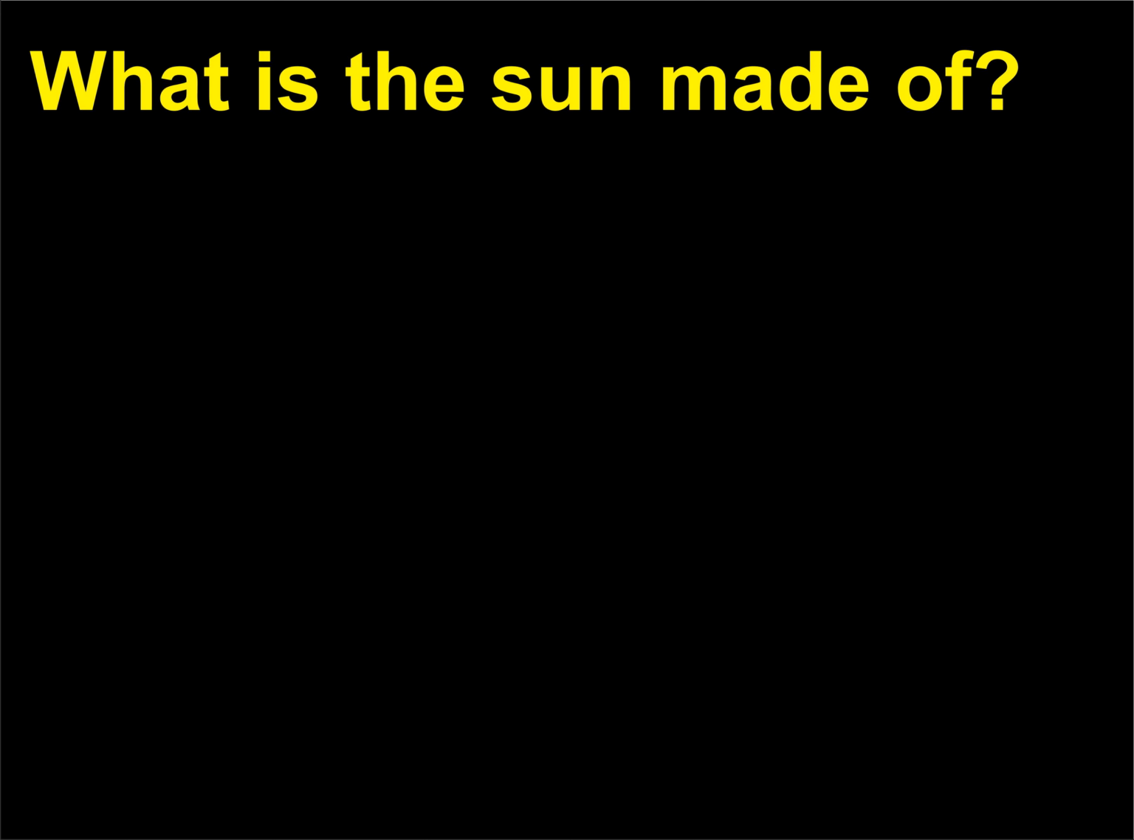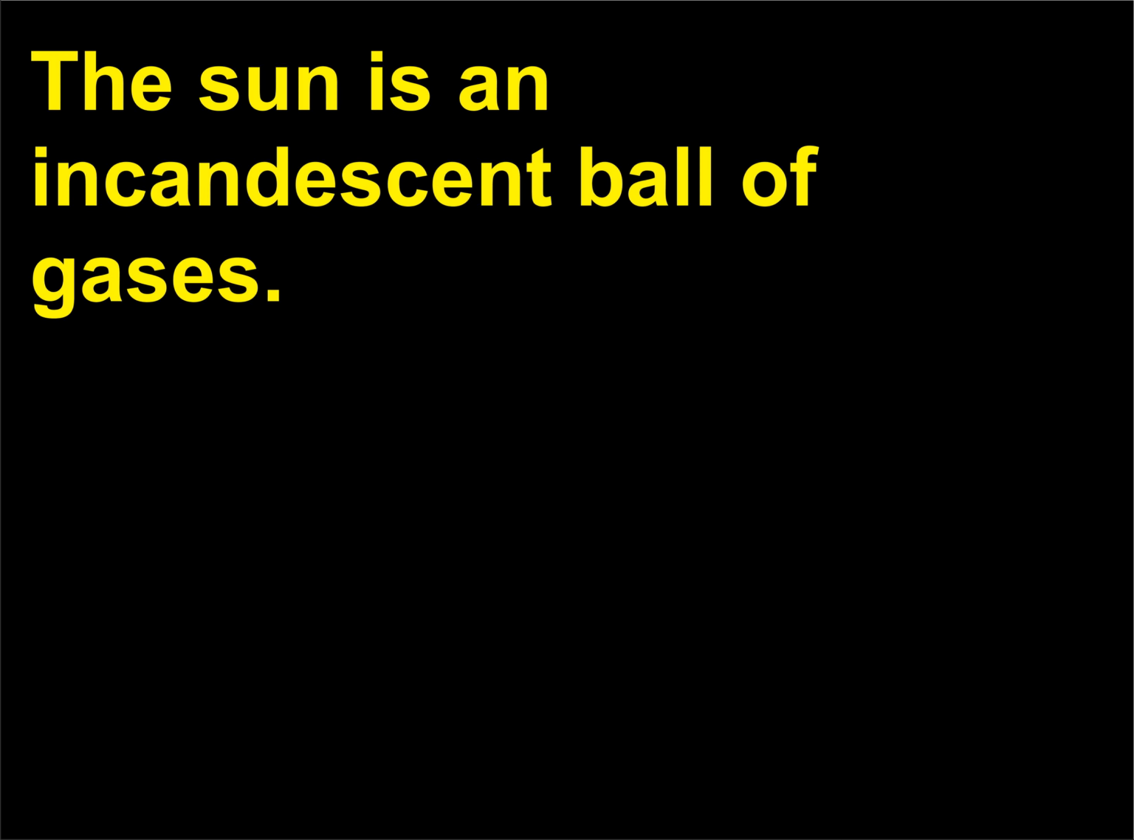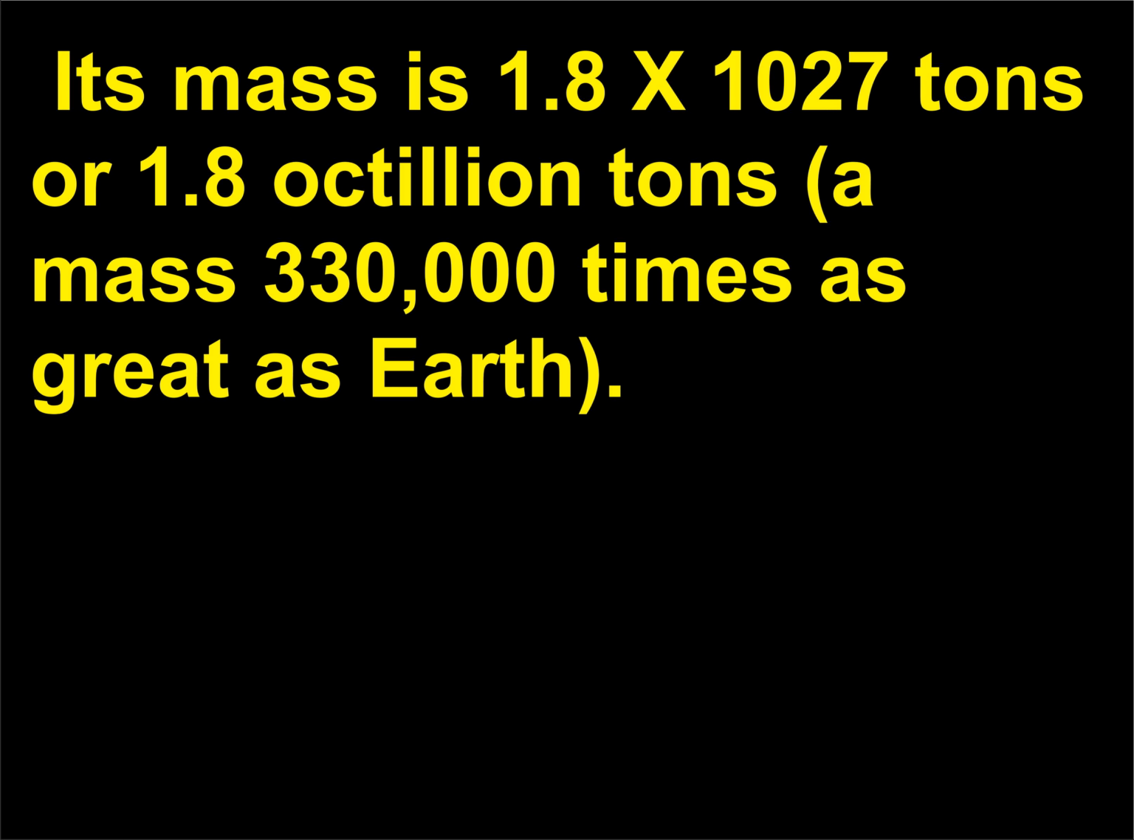What is the sun made of? The sun is an incandescent ball of gases. Its mass is 1.8 x 10^27 tons, or 1.8 octillion tons, a mass 330,000 times as great as Earth.